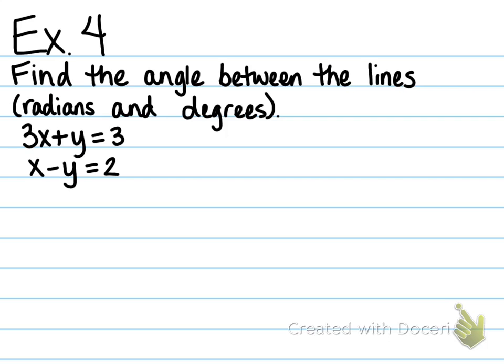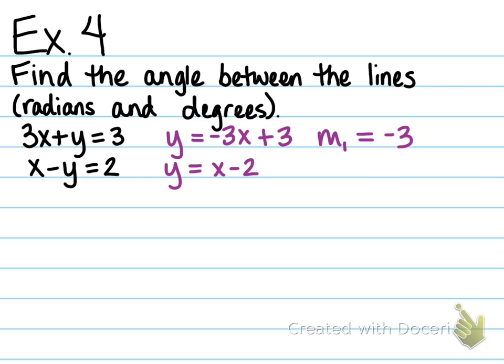Example number 4 says to find the angle between the lines in radians and degrees. So to do this, we need the slope of these two lines. I'm going to get y by itself for each one to identify the slope. The first equation will be y equals negative 3x plus 3, and the slope of that line is negative 3. The second equation, when I get y by itself, will equal x minus 2. So the slope of this one is 1.